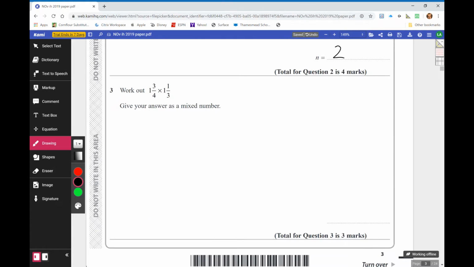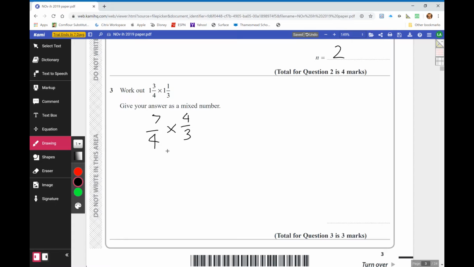Okay, question 3, multiplying fractions. So to multiply fractions, you need them in improper. So to do that, you times the 4 by the 1 to get 4 and add it to the top. So that will be 7 quarters times, and then 1 times 3 is 3, and then add the 1. So that's 4 thirds. It's like saying that's 1 whole. 1 whole is 4 quarters, and then you've got another 3 on top. And that's the same as that one really. There's 4 thirds there, because 1 and 1/3 would be 4 thirds.